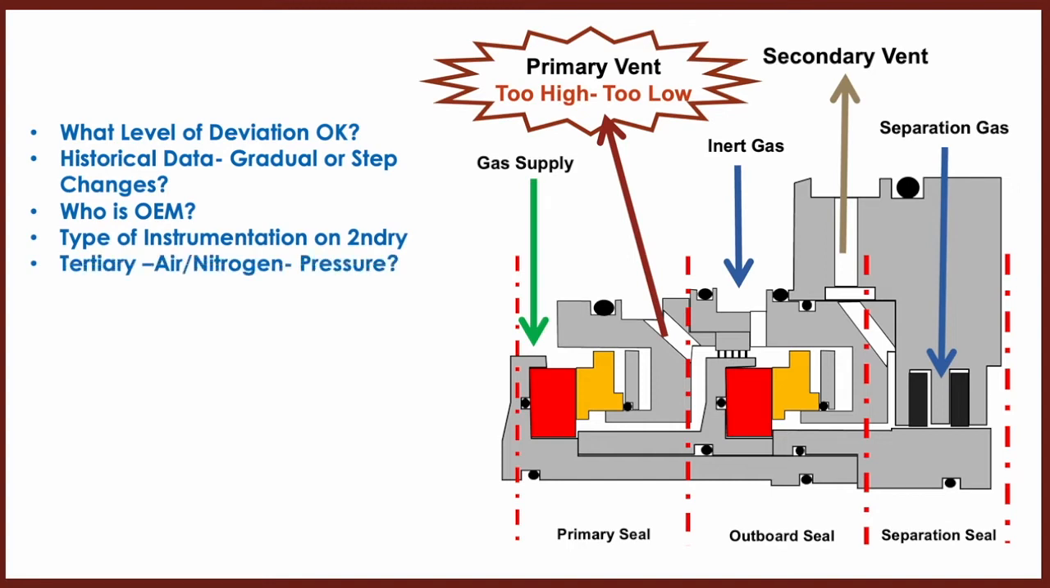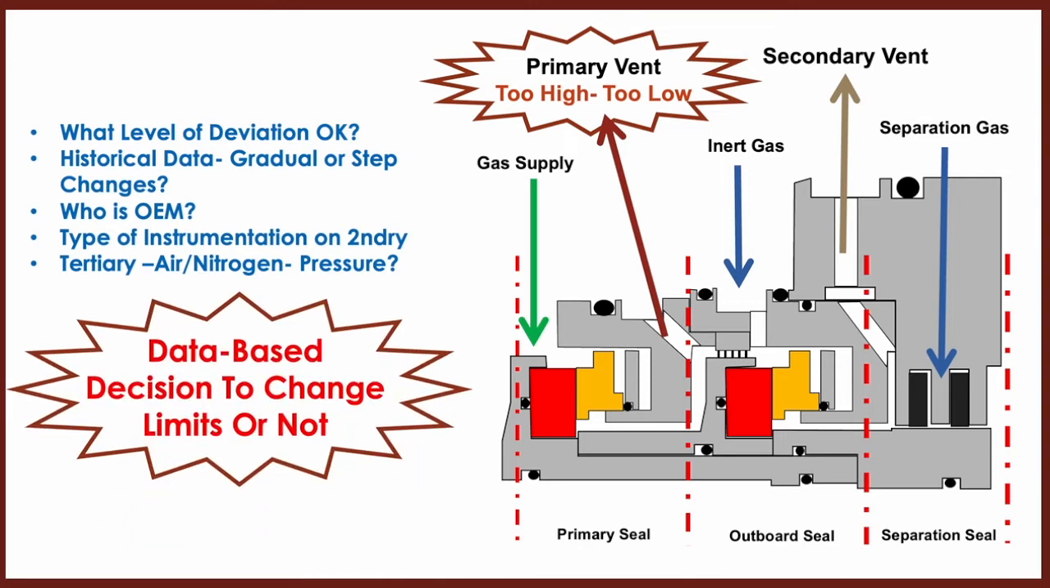What type of buffer or tertiary seal do you have? Is it air or nitrogen? And at what pressure? All would go towards making a fact or data-based decision on whether you should change the limit and continue running or not. Of course, if you decide to change the limit, then you're going to have to adjust both the higher and the lower limit, just to be on the safe side.